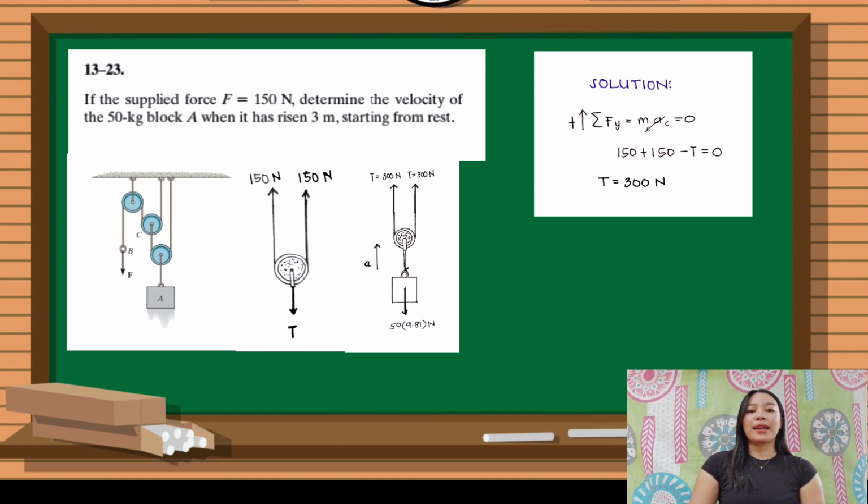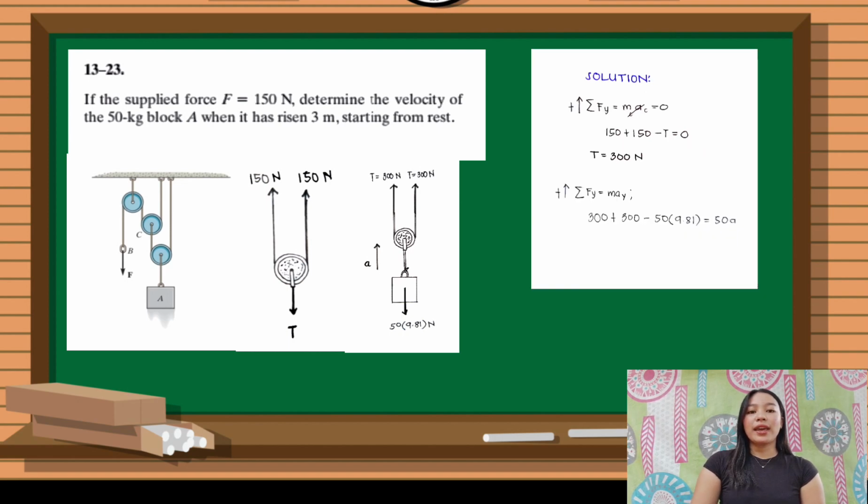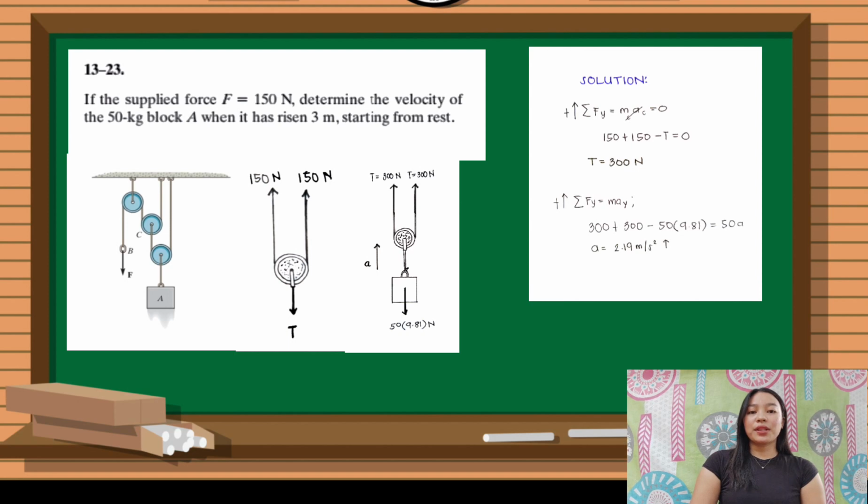And again, we apply the summation of forces along Y, and since the mass of the pulley is negligible, it is equal to 0. And as we can see, the 300 Newton force is acting in the positive Y direction. So for this, 300 plus 300 minus 50 times 9.81 is equal to 50a. We get 2.19 meters per second squared. And the positive sign indicates that block A is accelerating in the upward direction.